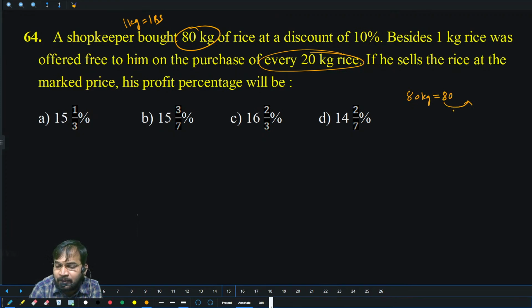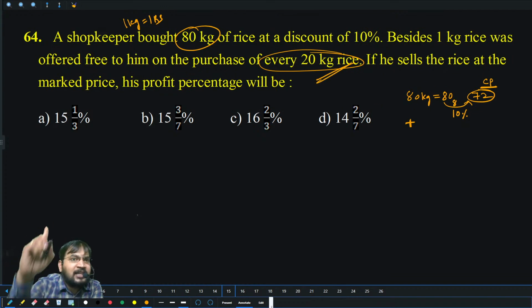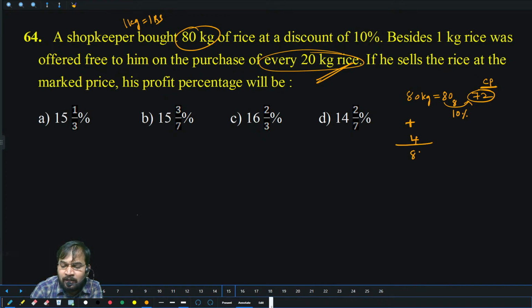He purchased at 10% discount, so he paid 72. This is the cost price. Apart from 80 kgs, for every 20 kg he gets 1 kg free. Of the total 80 kgs he got 4 kgs free, so the total is 84 kgs. 84 kgs he sold at 84 rupees.